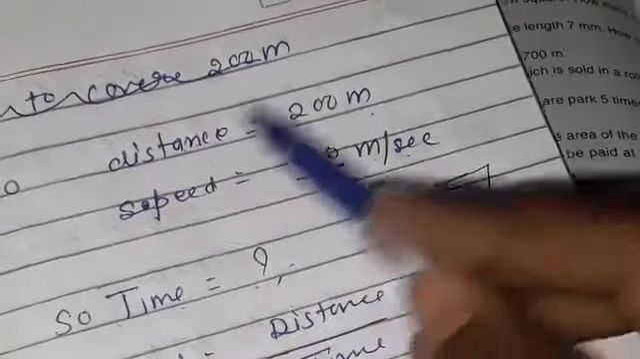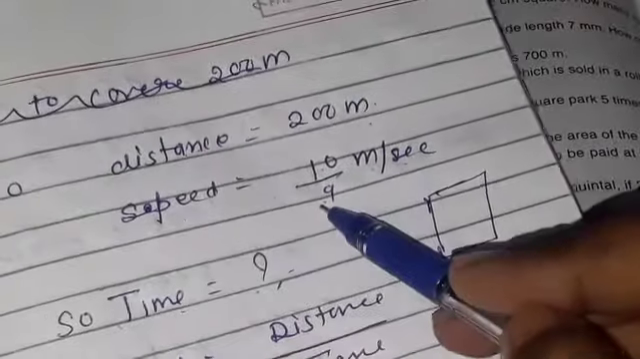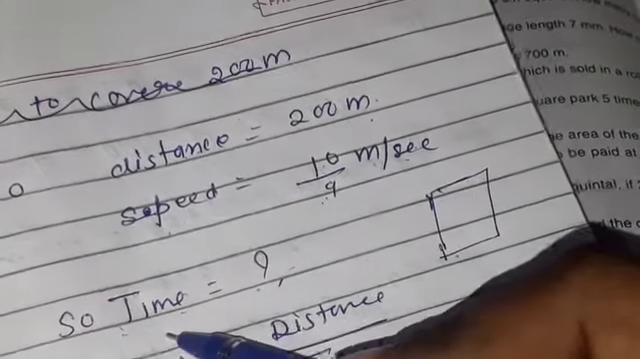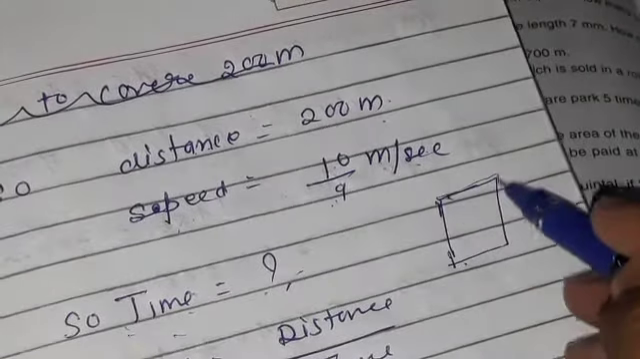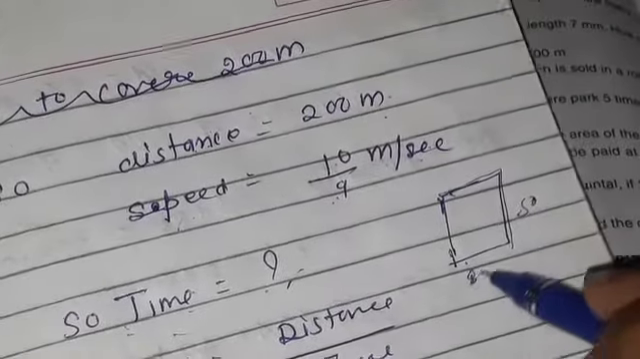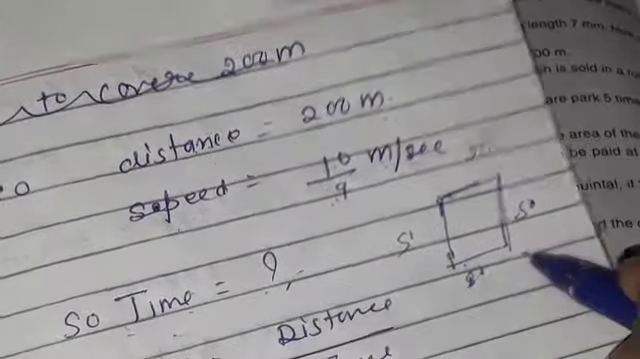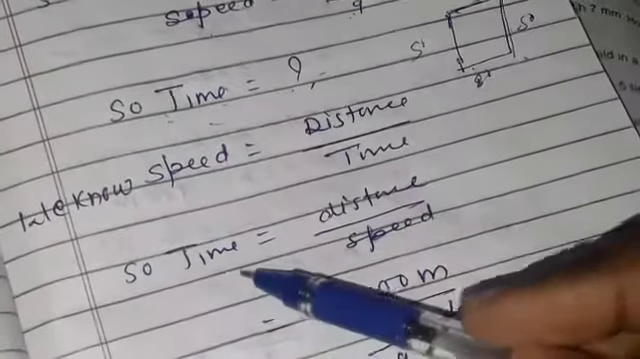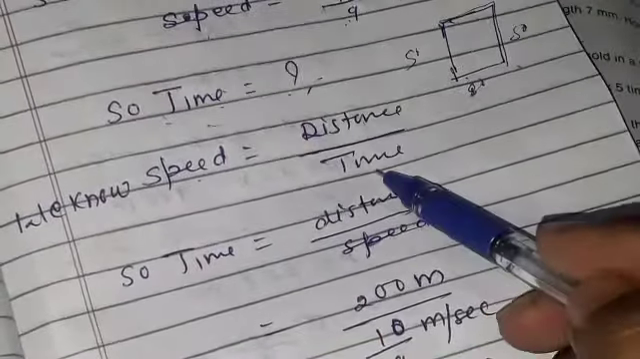So class, the distance is 200 meter, speed is 10 upon 9 meter per second, so we can easily calculate time. We have a distance, 50, 50, 50 and 50, 200 meter. We have a speed. So by the formula, speed is equal to distance upon time.